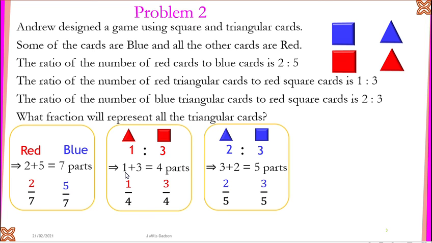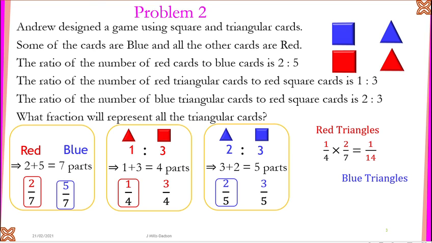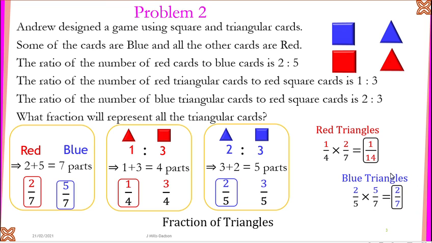So all we need to do is to work out the red triangles, which is a quarter of the total of 2 over 7. So the red triangles will be 1 over 14 in simplest form. Then we do the same for the blue. So that's 2/5 of 5 over 7, and in simplest form is 2 over 7. So to know the total of triangular cards, add 1 over 14 to 2 over 7. And that gives us 5 over 14. So the fraction of the triangular cards is 5 over 14.